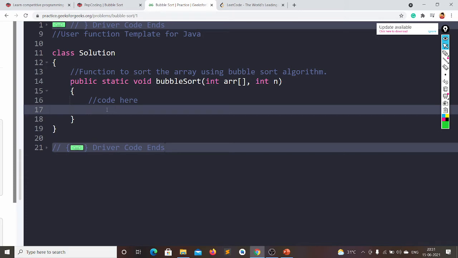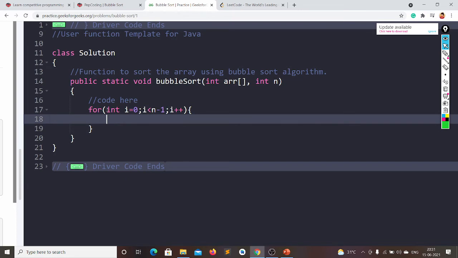First of all I have to run my loop: for int i is equal to 0, i less than n minus 1, and i plus plus. And my second loop will be, as I already explained, for int j is equal to 0, and j less than n minus i minus 1, and j plus plus.